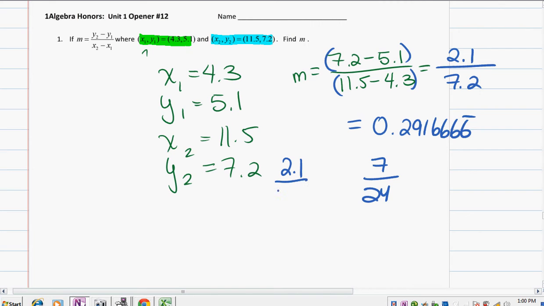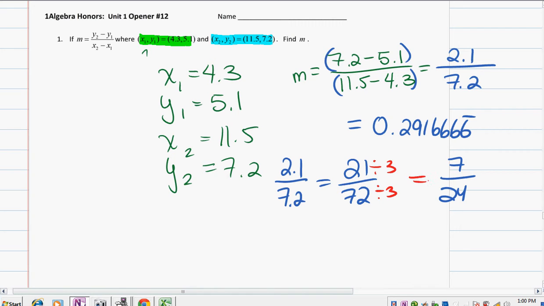Now let's see why this is 7/24. 2.1 over 7.2, I can multiply top and bottom by 10. So that would give me 21 over 72. Now, is there a number that goes into both 21 and 72? 3 does. So I can divide top and bottom by 3 to get 7/24. So it's the slope. What is m? It's 7 over 24.